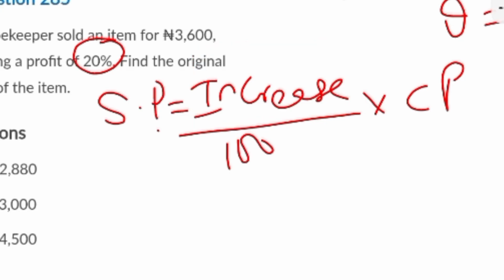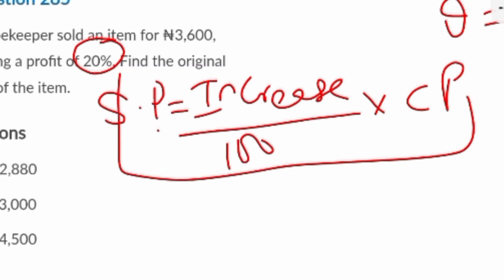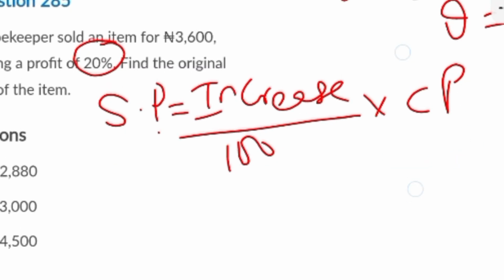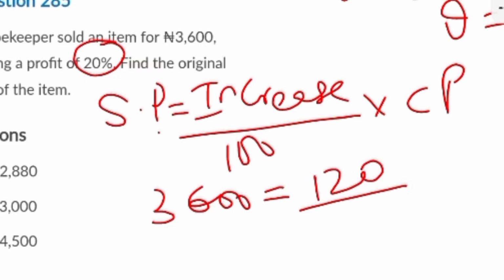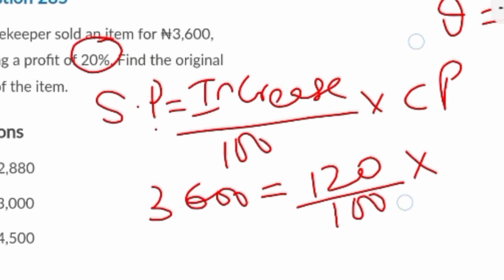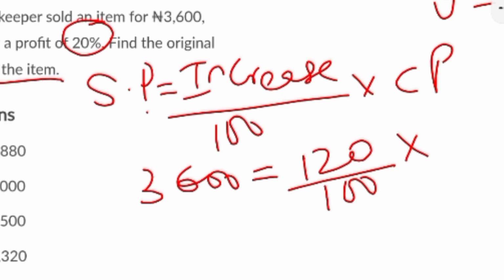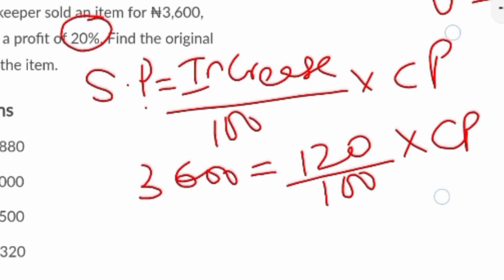So this question is about profit. So we're using this formula here. So we go to SP. He sold the item for 3,600. So that's SP. So 3,600 is equals to increase now will be 100 plus 20. That will be 120. You're going to divide this by 100, then times CP. They say find the original cost. So that means you're looking for CP. You're looking for the cost price.